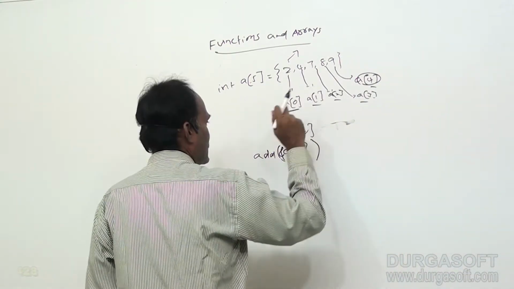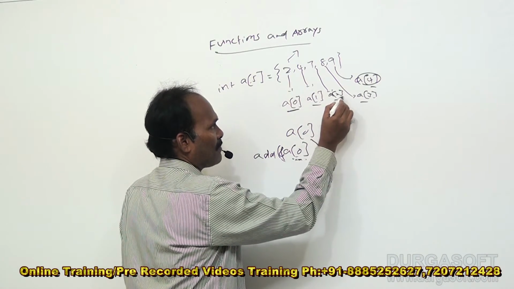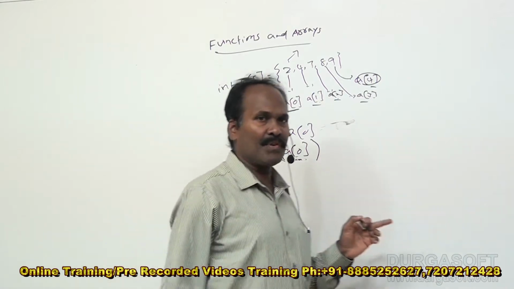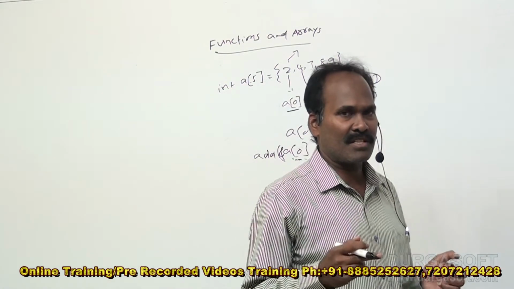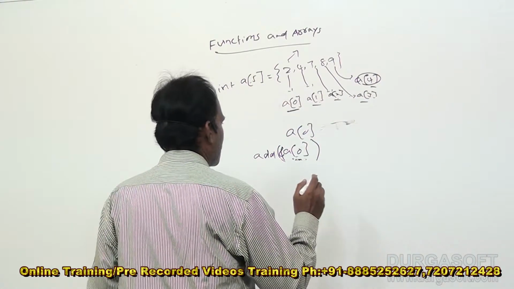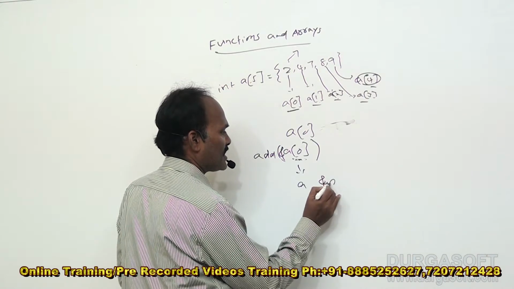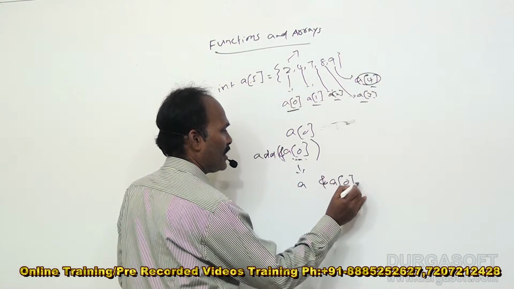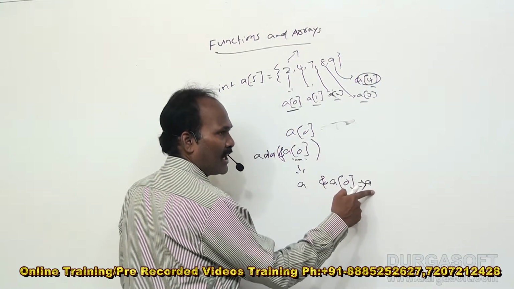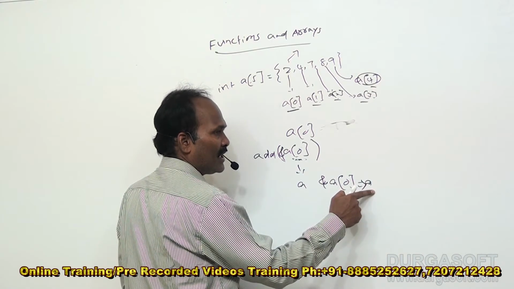So what is the address of the next element actually? It is ampersand A of 1, ampersand A of 2, ampersand A of 3 and ampersand A of 4. So these are the addresses of 5 elements. In a case like this, you just specify the address of the first element. The address of the first element is exactly the same as the array name. Means ampersand A of 0 equals A. Both are the same. Either you can write ampersand A of 0 or simply A.